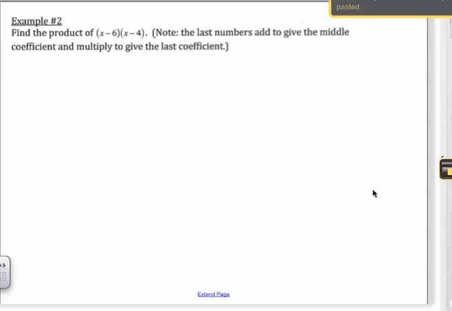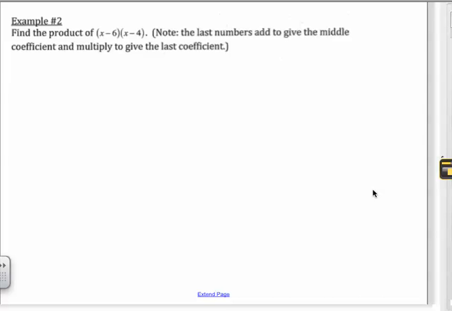Okay, guys, example number 2. This one says find the product of x minus 6 times x minus 4. And again, it says note, the last numbers add to give the middle coefficient and multiply to give the last coefficient. Now, instead of distributing, we could distribute, but instead of distributing on this one, let's just do this mentally.